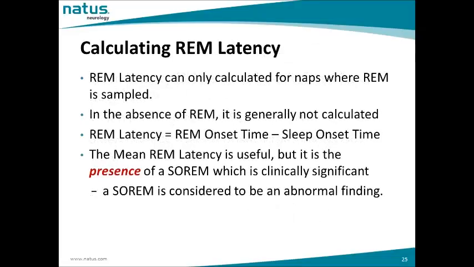So how do we calculate REM latency? REM latency can only be calculated for naps where REM is sampled. In the absence of REM, it is generally not calculated. REM latency is equal to REM onset time minus sleep onset time. The mean REM latency is useful actually, but it is the presence of SOREM which is clinically significant, because a SOREM is considered to be an abnormal finding.